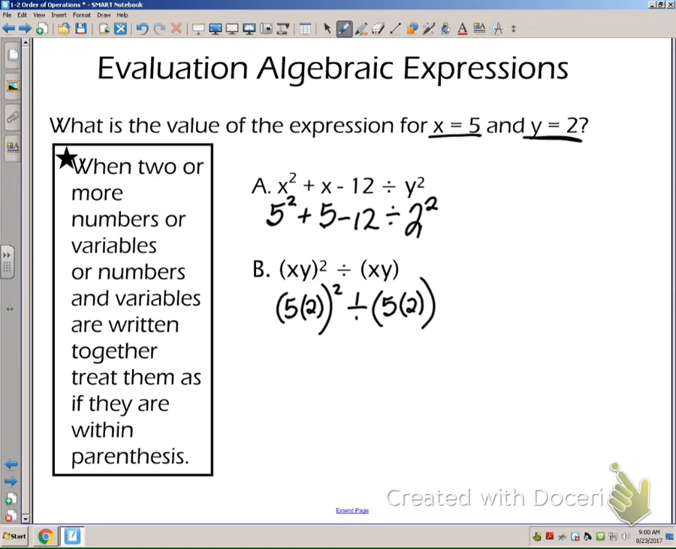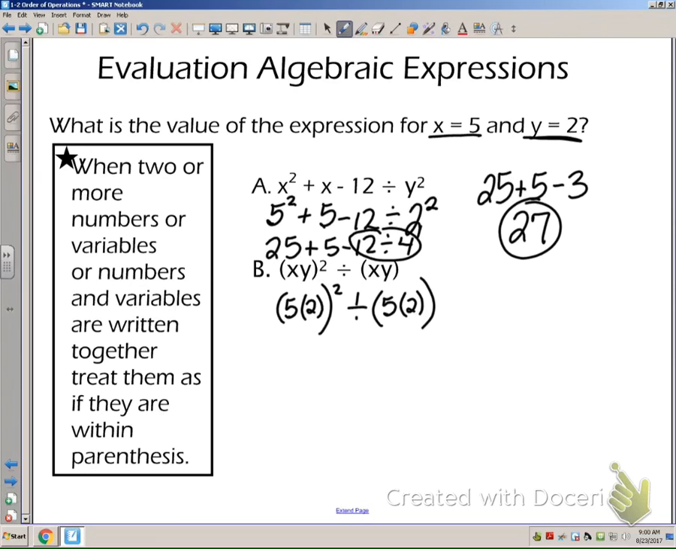Now we have it written out, so now we can actually simplify it. We know to do exponents first. So I've got 25 plus 5 minus 12 divided by exponents 4. Okay, then I know to do division next. So 12 divided by 4 is 3. So I've got 25 plus 5 minus 3. 25 plus 5 is 30. 30 minus 3 is 27. So our answer is 27.